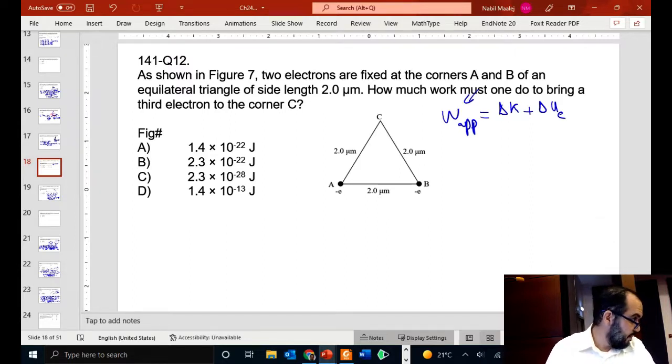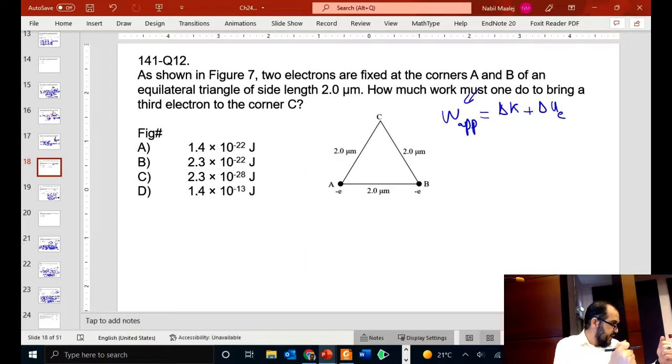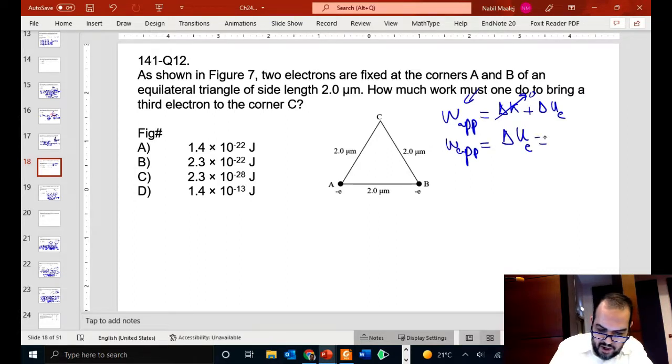What is work being applied? What is delta K? 0, because they are initially at rest and they are brought to a resting position. So the initial and final velocity are 0. So delta K becomes 0, and we obtain work applied is equal to the change in electric potential energy, which is U final minus U initial. So this is the initial position. The final position is when we have an electron. So let me draw it again. Here, this is the final position. We have an electron here, minus E, and minus E, and the distances are the same.